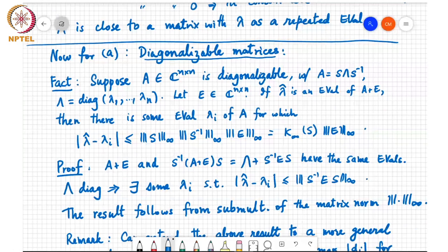Of course, we know that A plus E and S inverse times A plus E times S have the same eigenvalues, and S inverse times A plus E times S is nothing but lambda plus S inverse E S. Now, lambda is a diagonal matrix, and so by Gershgorin's theorem, if lambda hat is an eigenvalue of A plus E, then there is some lambda I such that lambda hat minus lambda I is at most the L infinity norm of S inverse E S. And now the result follows from the submultiplicativity property of the matrix norm. That's it.